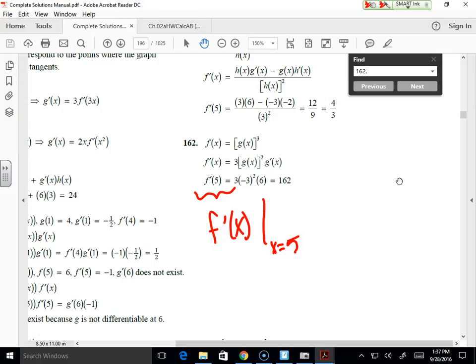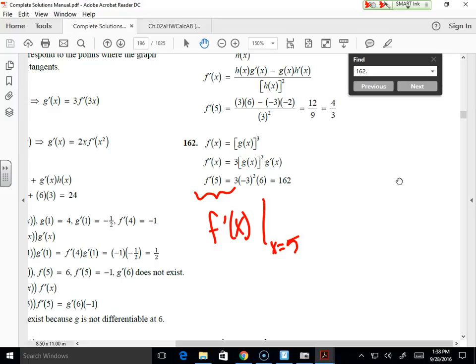Snazzy notation last year, such that. F prime of 5 is f prime of x, do that first, such that, then plug in 5. Well, what did they do first? Oh, the derivative rule. Which one? The derivative of u cubed is 3u squared times u prime. Exponential. But who's u? G.